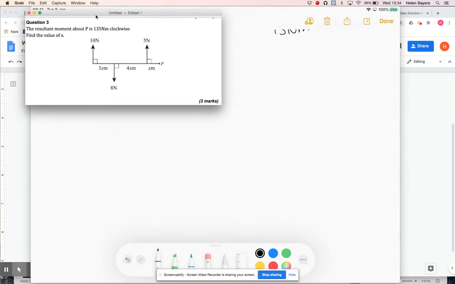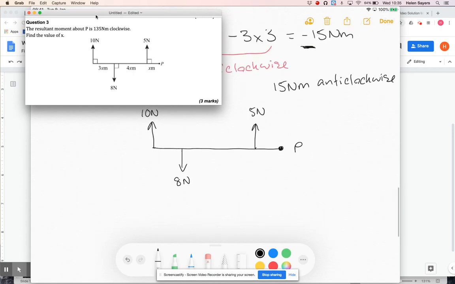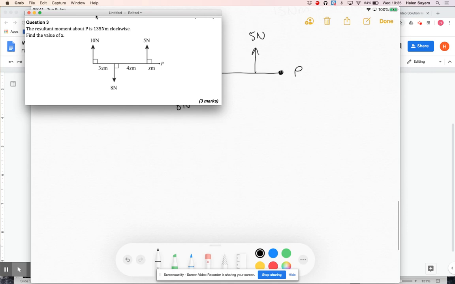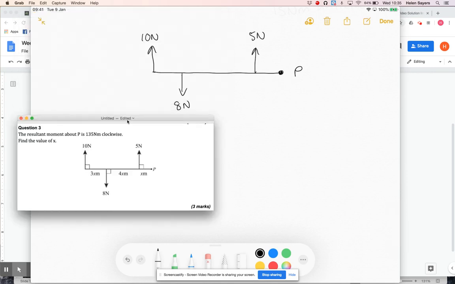Right, okay, so let's sketch this out and label everything on. I've got a 10 Newton force upwards at the very end. I'm taking moments about P, which is at the other end. I've got 5 newtons up and 8 newtons down, and they're all perpendicular, so that's handy. You don't have to worry about any trig or anything. Okay, so let's move that out of the way.